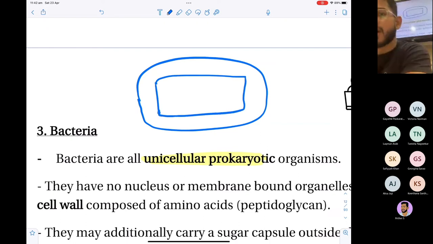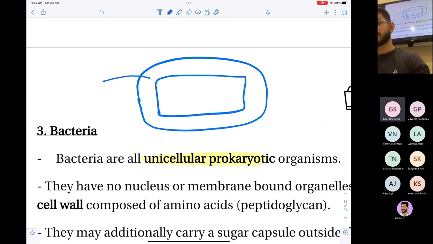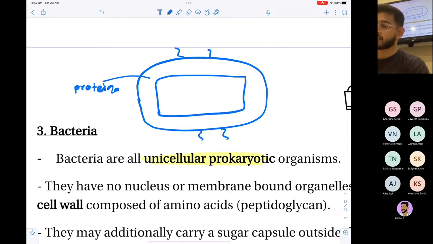Georgina, what's a cell wall made out of for a bacteria? Any ideas? I'm not too sure, but maybe protein. Good. Protein and glucose. So a protein-based cell wall. Very good. Rhea, why do we have cilia in bacteria?